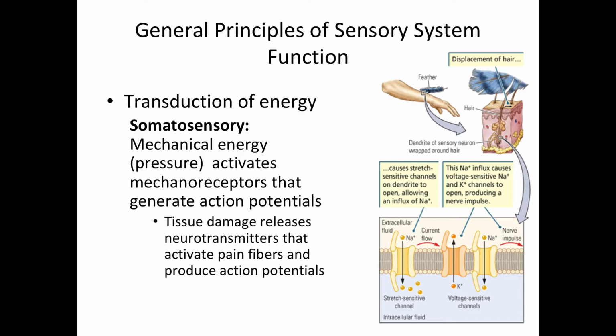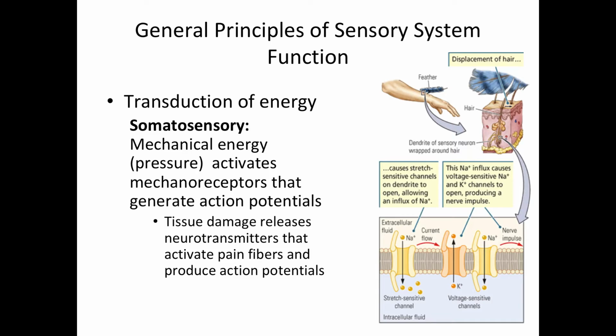In the somatosensory system, or how we feel touch or pain, mechanical energy activates receptor cells that are sensitive to touch or pressure. Somatosensory receptors generate action potentials. For example, when something slightly touches you, in the case of this image a little feather, it moves the little hairs on your arm. This causes stretch-sensitive ion channels on the dendrites to open, which in turn causes a nerve impulse, or an action potential.